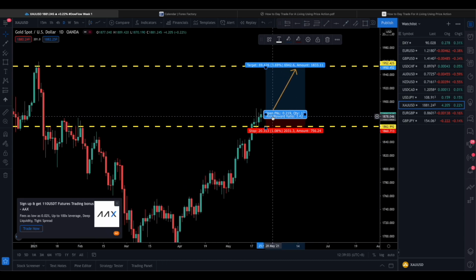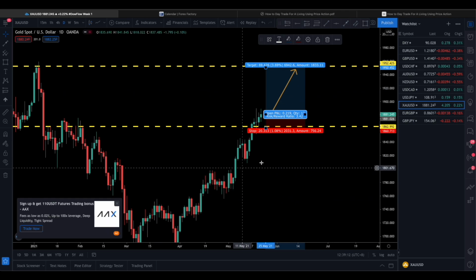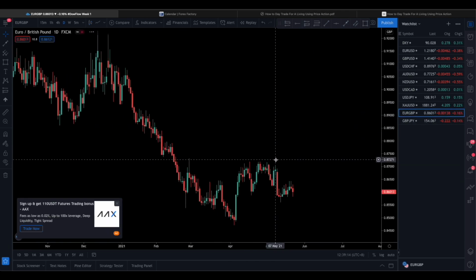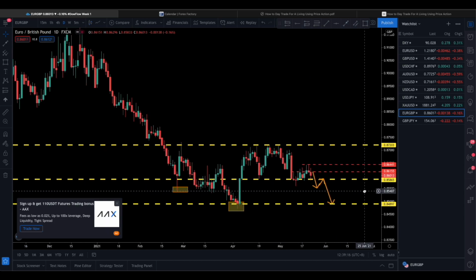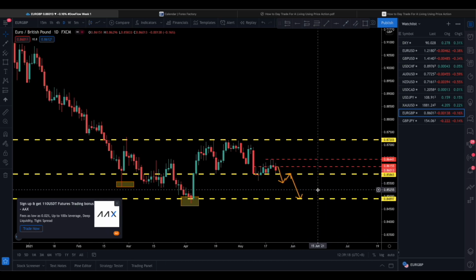Okay, this is another way to trade it, but please only stick to the bullish bias for gold. Please do not be a hero and start selling gold, because really it's just in a very clear uptrend. Euro pound. Okay, Euro pound is a bit more tricky. I don't recommend trading Euro pound.